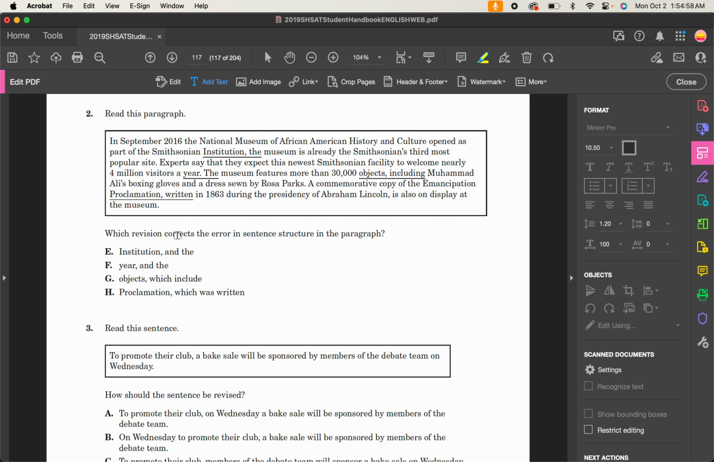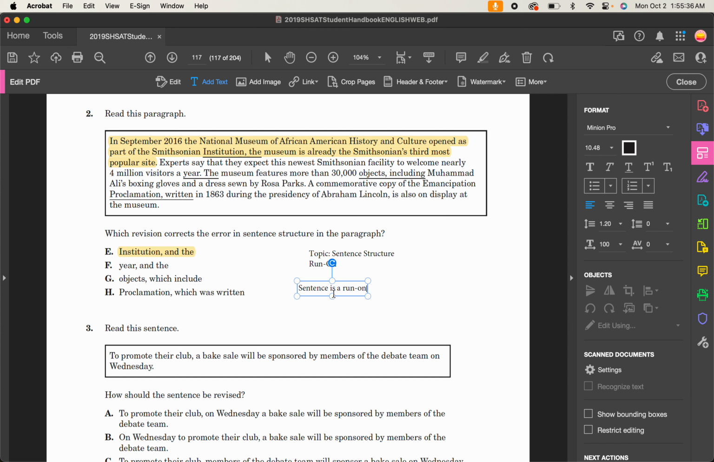Question 2 says, which revision corrects the error in sentence structure in the paragraph? So the topic of this particular question is sentence structure, as it says in the question, and also run-on. Right? Why is it a run-on? Well, that's because of the answer. The answer is actually the first sentence itself. E, right? Why? Well, because sentence 1 is a run-on.